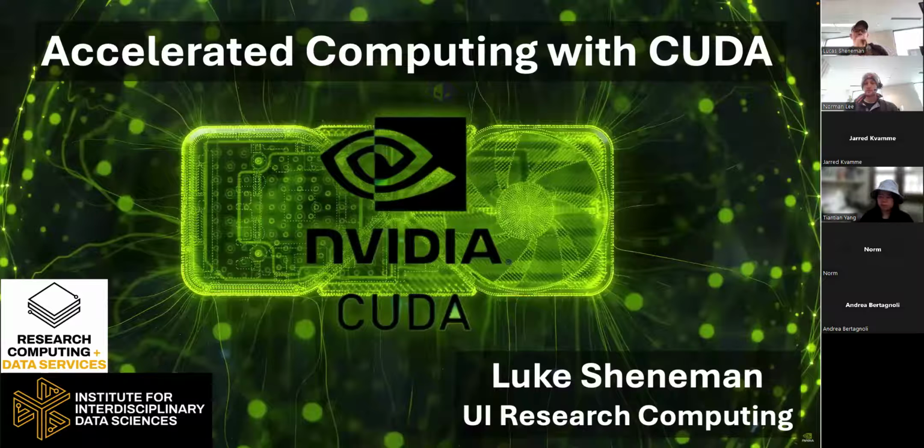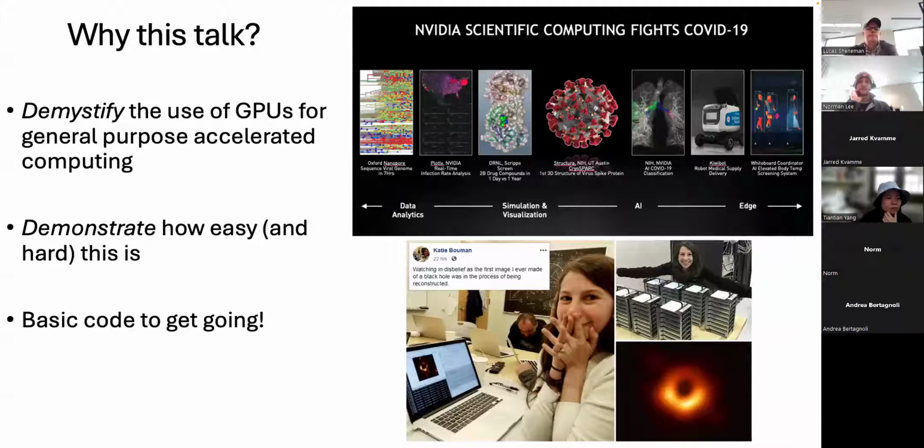But today I'm going to be talking about doing accelerated computing with CUDA, which is something I've always wanted to learn more about. Giving this presentation was a good excuse to dive in myself. So why am I giving this talk? I wanted to demystify the use of GPUs, or graphics processing units, for general purpose accelerated computing. So not so much for doing graphics, which is what they were originally invented for, but for doing science and research and other kinds of compute intensive things.